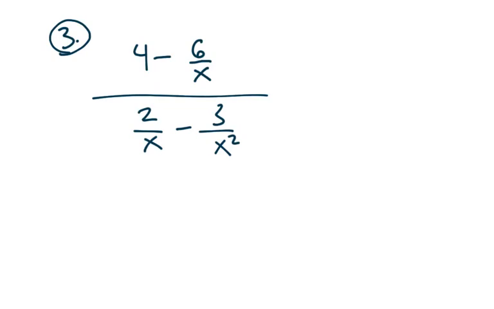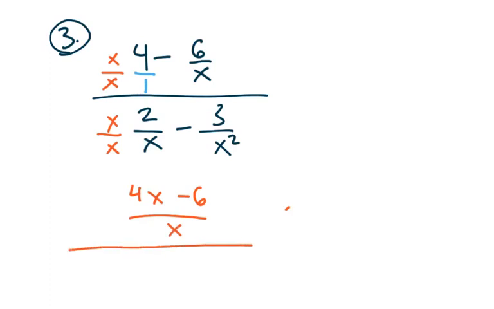So, just like in the previous problem, the first thing we've got to do is find that common denominator. So I'm going to first change 4 to 4 over 1. I'm going to multiply top and bottom by x over x. The denominator, I'm going to multiply by x over x as well, so that I have a common denominator of x squared. So that'll leave me with 4x minus 6 over x, all over 2x minus 3 over x squared.